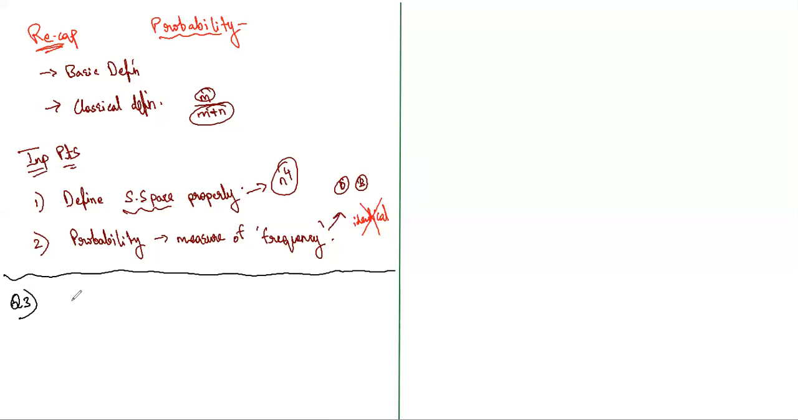So the next question was the Ramayana question. Is this the third question? We have to choose a letter from the word Ramayana. What is the probability that it is A?